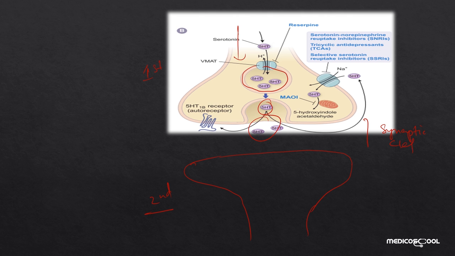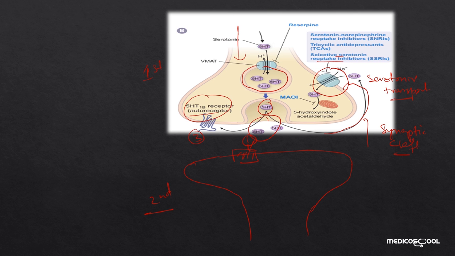This is the synaptic cleft. After releasing this serotonin, there are three possibilities for this serotonin to work. The first, it acts on this serotonin receptor on the second nerve ending. The second one, it is taken back into the first nerve ending by a transporter which is known as the selective serotonin transporter. And the third possibility is that it acts on the autoreceptors. And what does it do on the autoreceptors? We will discuss in the other slide.